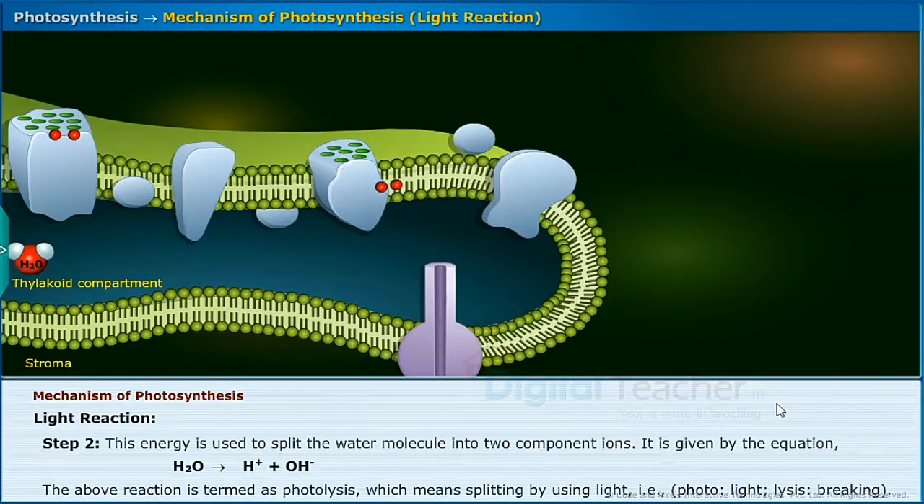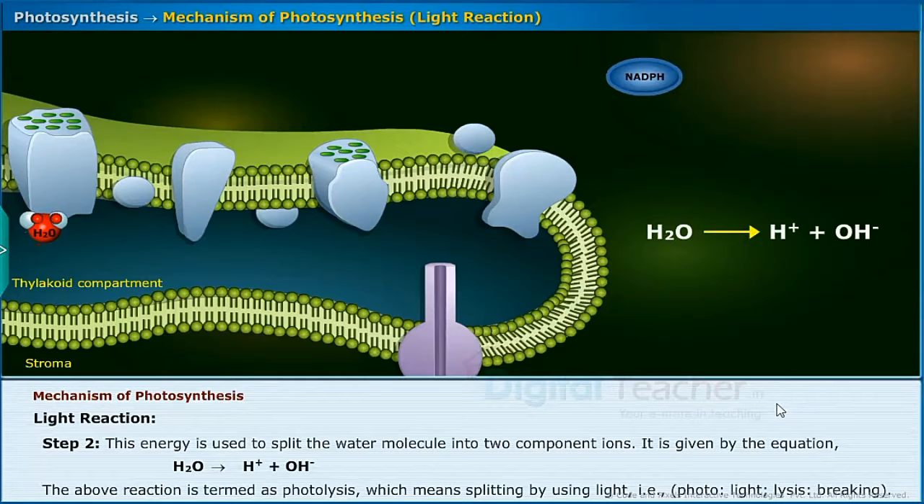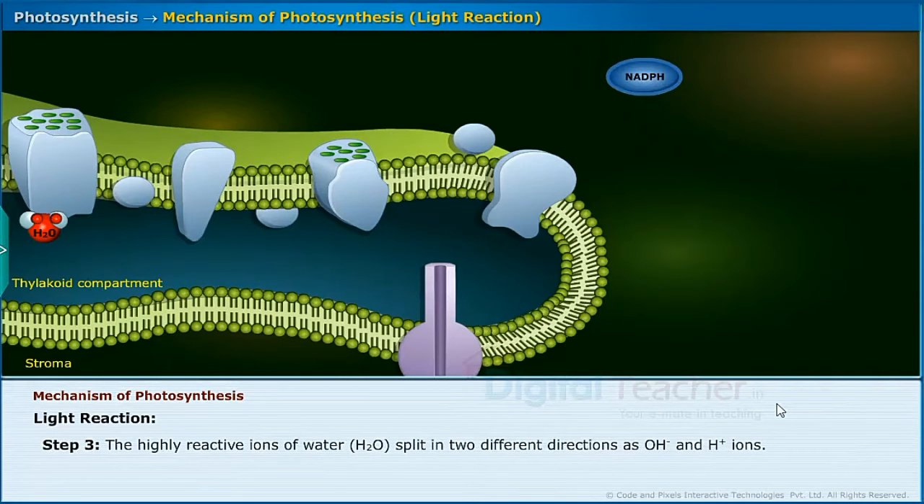Step 2. This energy is used to split the water molecule into two component ions. It is given by the equation shown on the screen. The above reaction is termed photolysis, which means splitting by using light. That is, photo, light, lysis, breaking. Step 3. The highly reactive ions of water split in two different directions as hydroxyl and hydrogen ions.